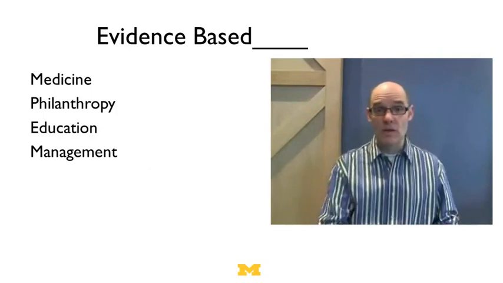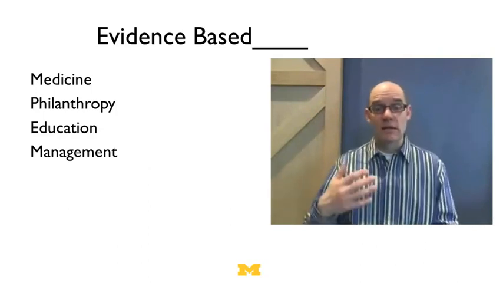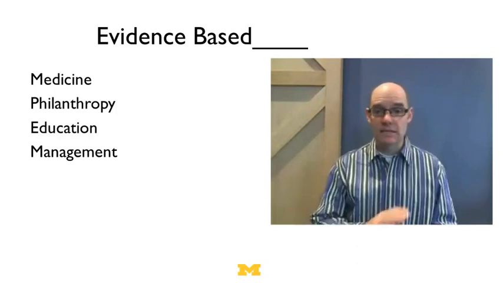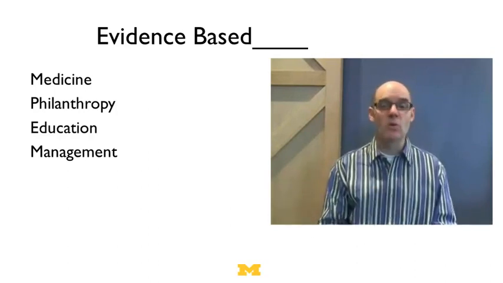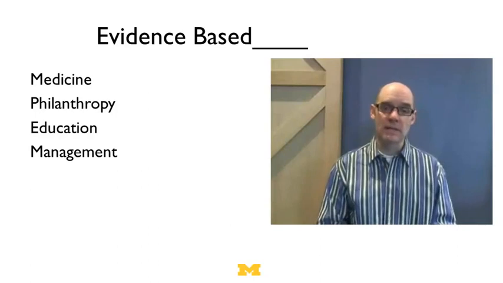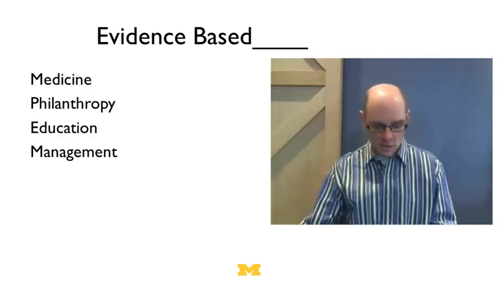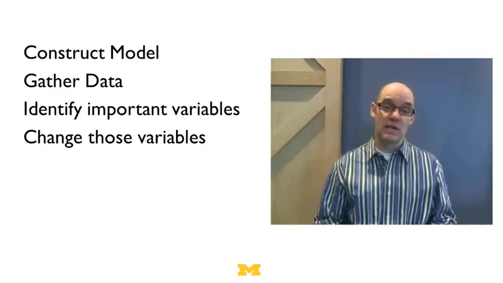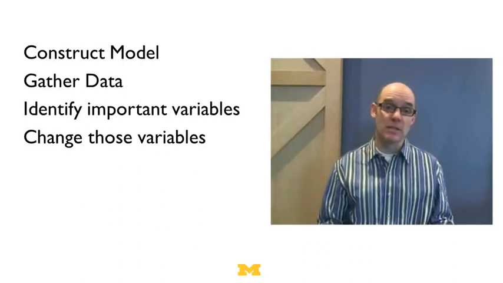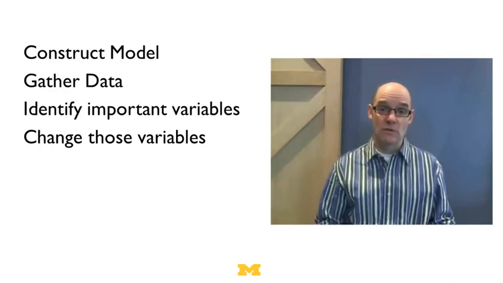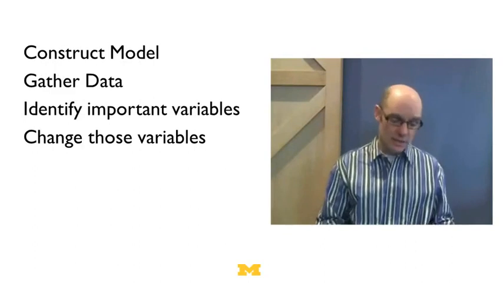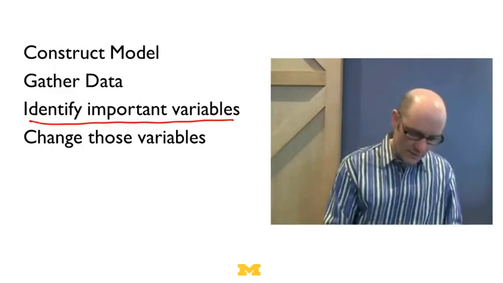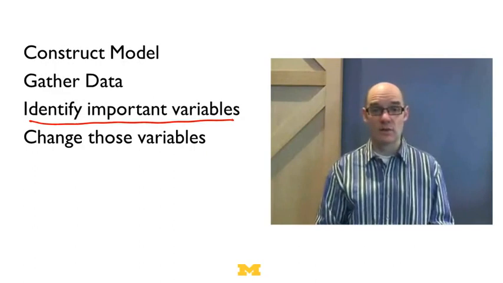Now remember, we've talked earlier in this unit about how linear models are better than just thinking up stuff without any evidence. It's absolutely true. So I'm totally in favor of evidence-based thinking. Let me explain how it works. You construct some sort of model, and by that I mean you have some understanding of what variables you think matter, and possibly even the structural form of that equation. So it could be nonlinear. Then you go gather data, and after you gather that data, you identify the important variables and then change those variables.